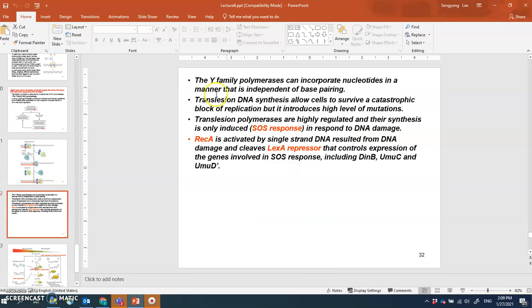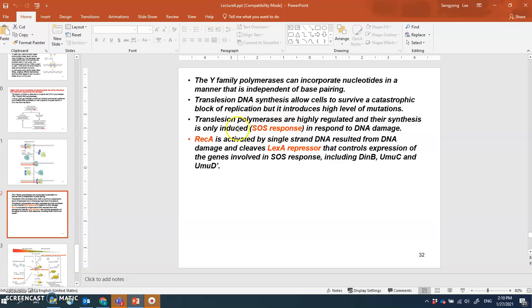Okay, so the Y family polymerase can incorporate nucleotides in a manner that is independent of base pairing, meaning it's not always G to C, A to T base pairing on the daughter strand. That means it is making a bunch of mutations. Translesion DNA synthesis allows cells to survive a catastrophic block of replication. If replication is blocked, that's catastrophic, because cells will die. But it introduces a high level of mutation, like I said, and translesion polymerases are highly regulated, and their synthesis is only induced under the SOS response.